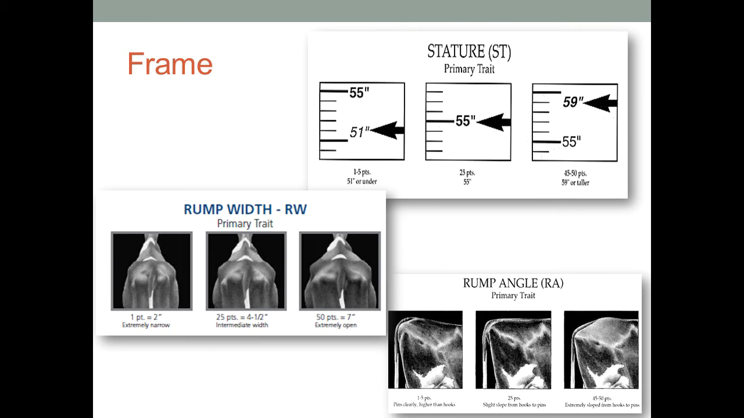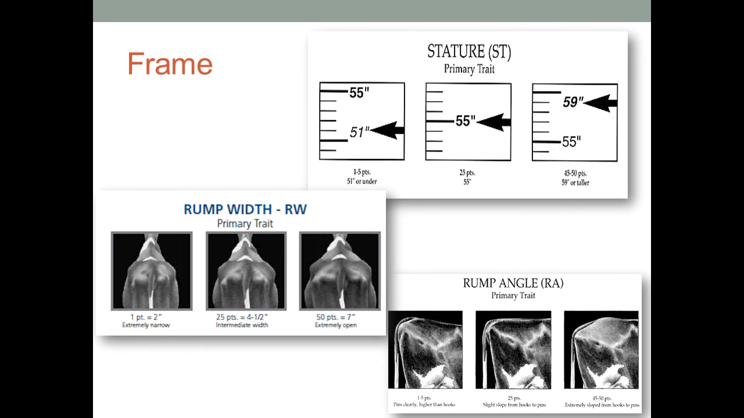The angle of the rump is a trait that is, A, measurable, and B, where the intermediate is the preferred. It's also a trait you've got to pay close attention to and find a way to remember which way the scale goes. For rump angle, a high score equals extremely sloped from hooks to pins. I remember this by focusing on the letter H. High score, high hooks. High score, high hips. Hips above the pins. On the other end of the spectrum, pins clearly higher than the hooks would be between a 1 and a 5.